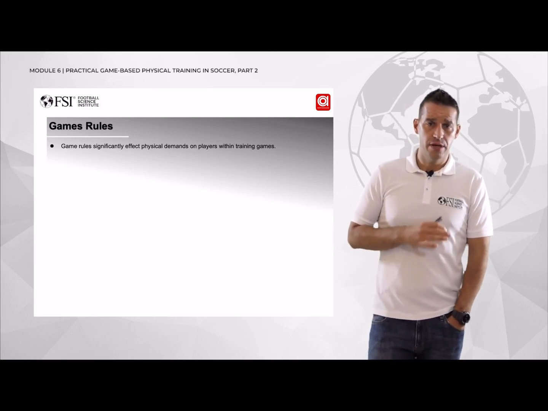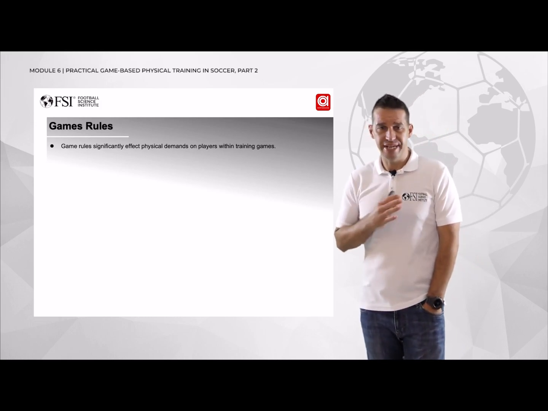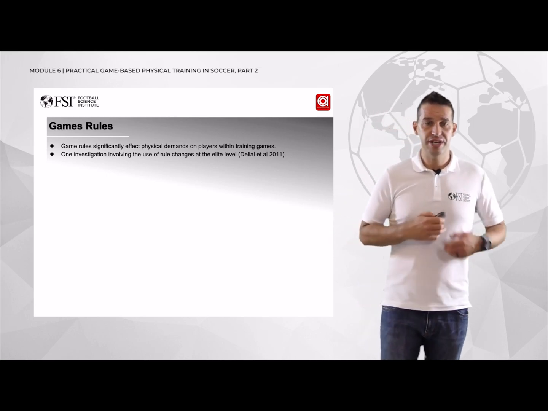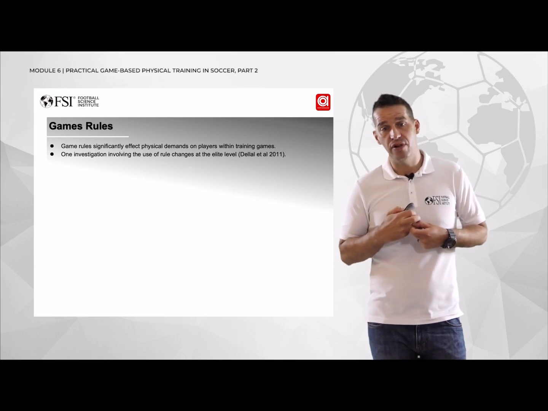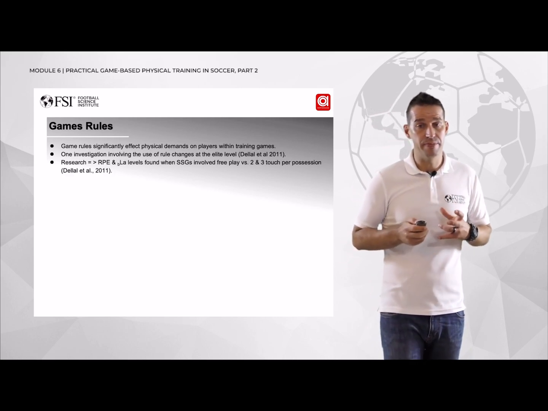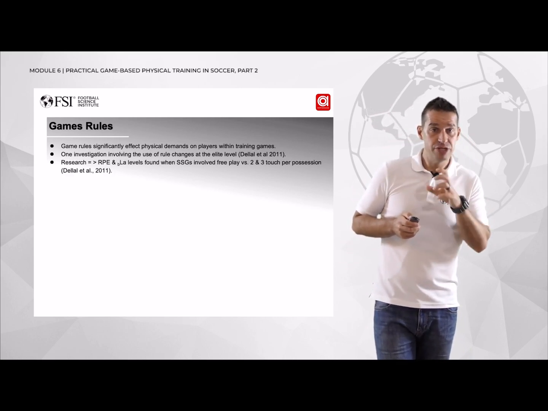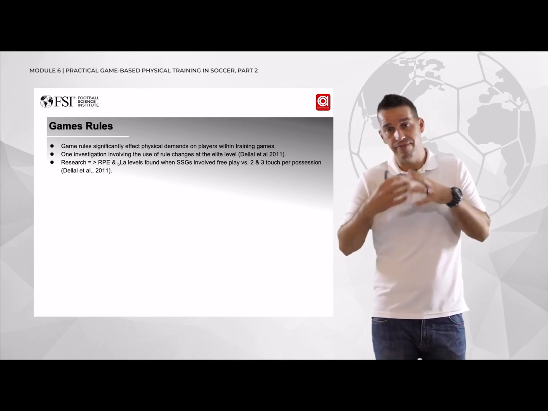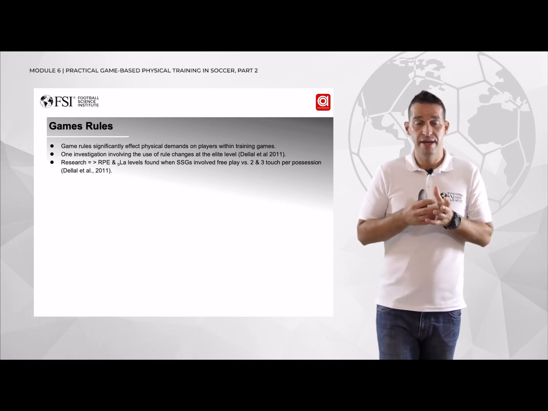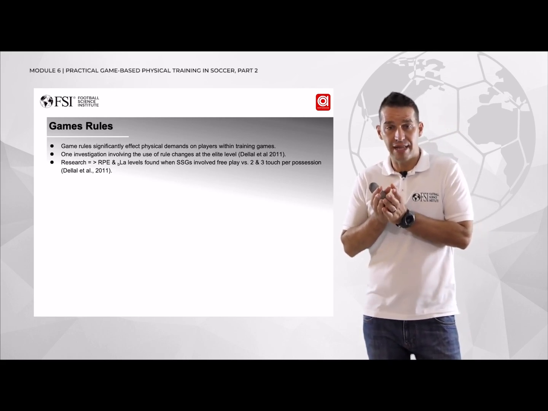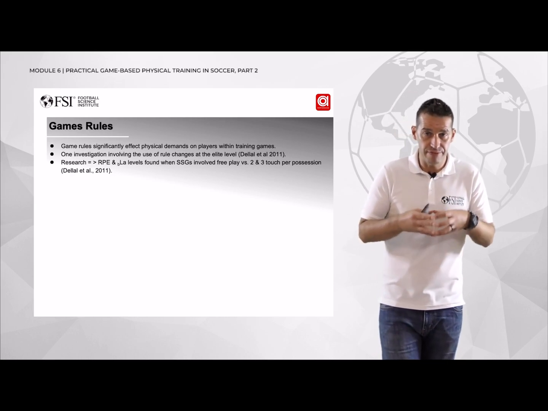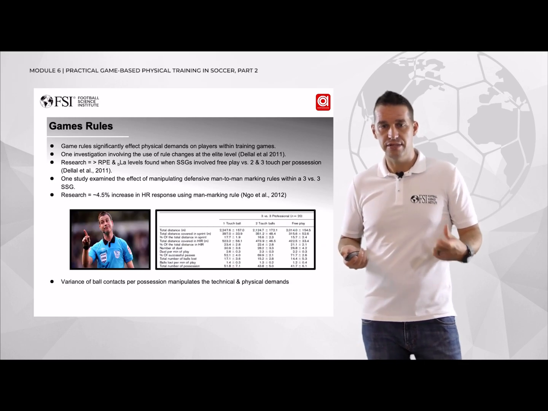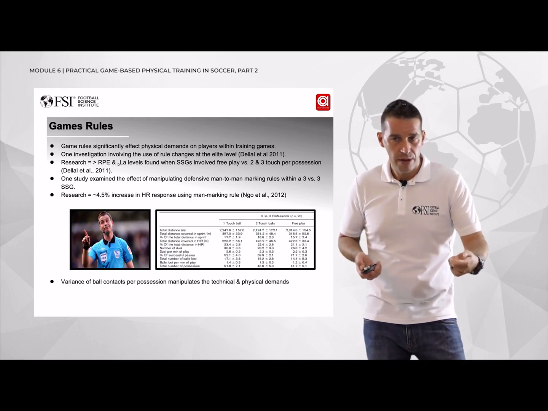Game rules. Game rules significantly affect the physical demands on the players within the training games. One investigation involving the use of rule changes at the elite level has been done. And the outcome of this particular research was really interesting, but again, a very common sense approach to it. Increased RPE and blood lactate levels were found when small-sided games involved free play versus limited touches per possession, which makes sense. We have to move the ball quicker. We have to move ourselves.